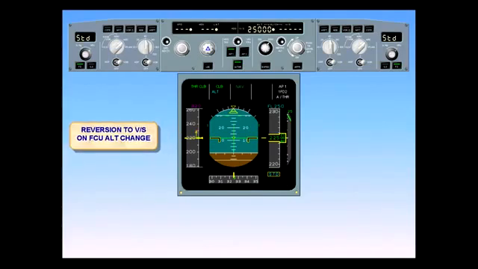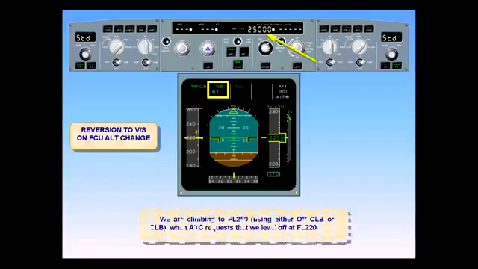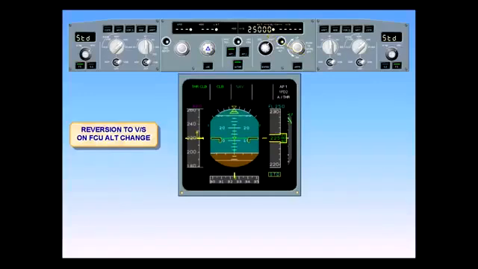We are climbing to flight level 250 using either open climb or climb, when ATC requests that we level off at flight level 220. First, select flight level 220 on the FCU. The autopilot immediately reverts to the current vertical speed. Notice also that altitude, blue, is not armed.